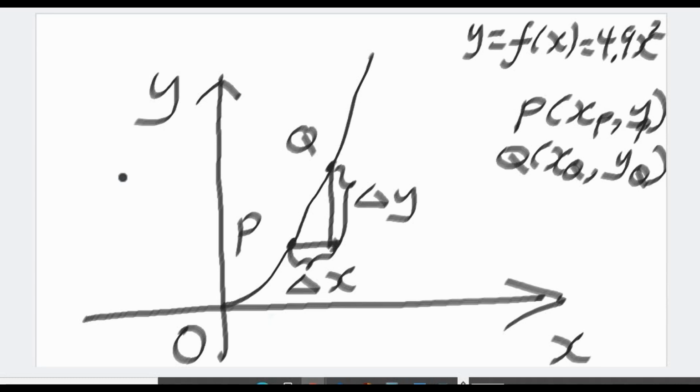Refer back to the physics example. This will give us change in distance over change in time, hence velocity. But this is just an average velocity. So what we need to do now is shrink the point Q down to point P so that delta x gets smaller and smaller. So what does it mean mathematically? Well, let me show you.